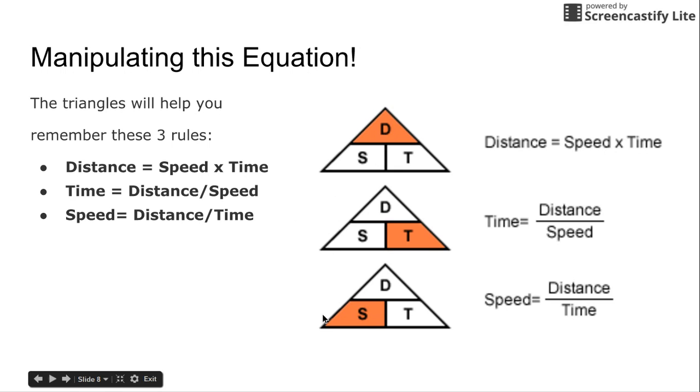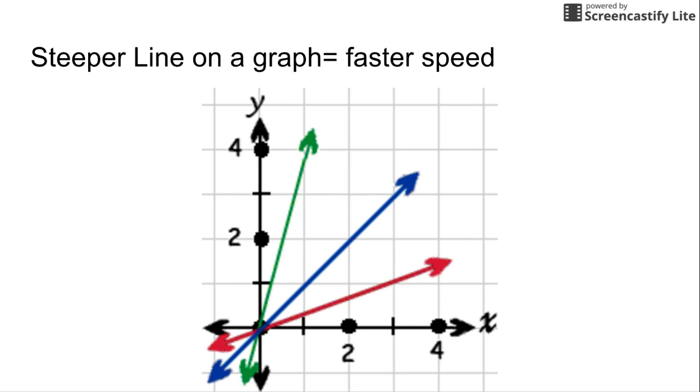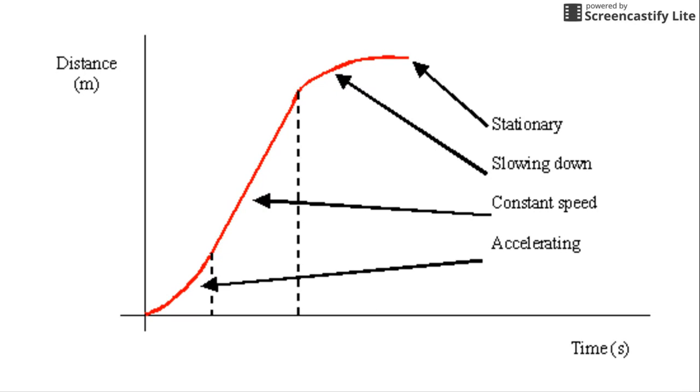So you'll notice in this triangle that the placement of each of these things doesn't actually change. If you're trying to calculate distance, you see that speed and time are next to each other, and therefore you would multiply. If you're calculating time, you have distance over the top of speed in the triangle, and the same for speed with distance over time. The steeper the line on the graph, the faster the speed. So if the slope is higher, then the speed of the object is faster.